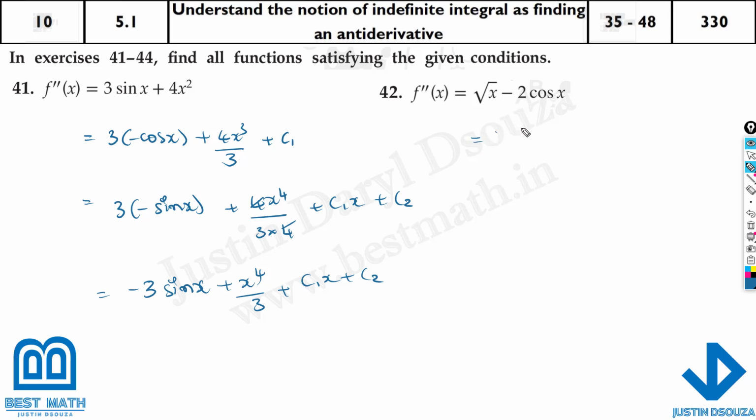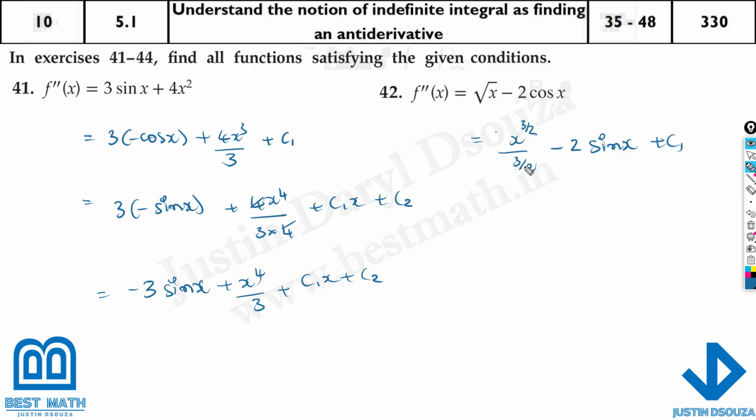First time when you derive it, it's going to be x^(3/2) by 3/2, because x power half, when you increase it, you're integrating it, so add 1. So that's the answer. And over here, when you derive cosine, it's just sine, positive sign, plus c1. And now this must be integrated again.